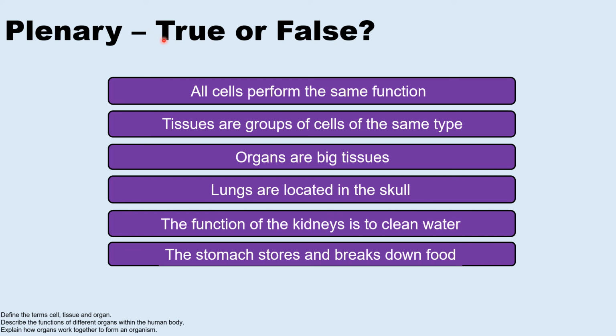Okay, last thing, this is something that I'm not going to give you the answers for, but I'm going to check in your books or the work that you submit after this lesson. So I'd like you to just quickly jot down whether these are true or false. Number 1, all cells perform the same function. Number 2, tissues are groups of cells of the same type. 3, organs are big tissues. 4, lungs are located in the skull. 5, the function of the kidneys is to clean water. Or 6, the stomach stores and breaks down food.